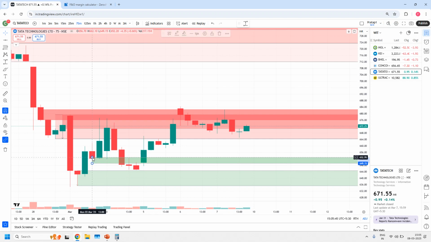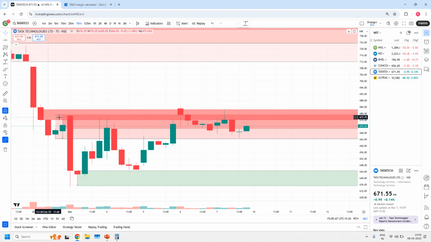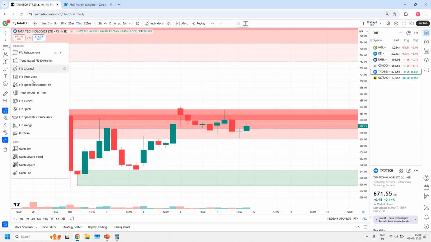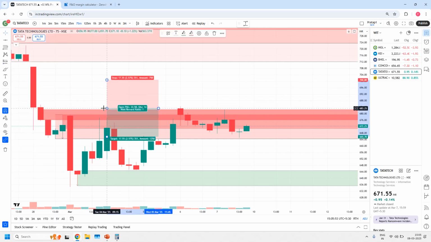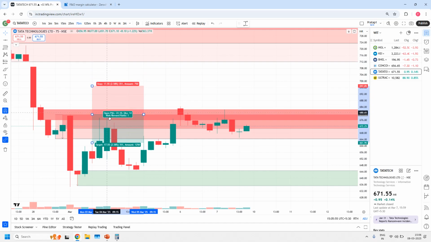First of all, is it having a minimum 1:3 RR if you take this horizon? That is important, more important. Let us see. Short position. This is our target.